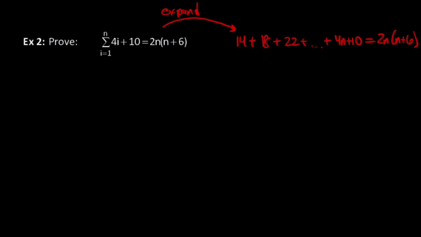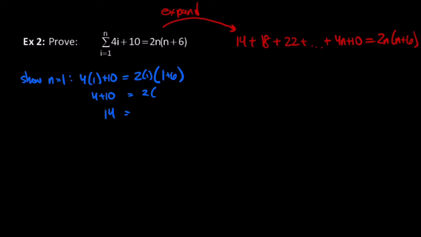2n times n plus 6. So now our proof. Show it works for n equals 1. Okay, let's put a 1 in on the left side. 4 times 1 plus 10 equals, put a 1 in on the right side, 2 times 1 times 1 plus 6. So that's 4 plus 10 here. That's going to be 14. Over here I get 2 times 7, and that's going to be 14. So great, it works.